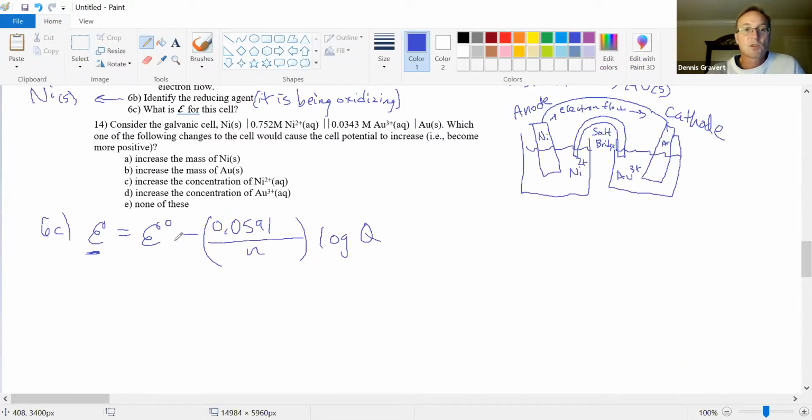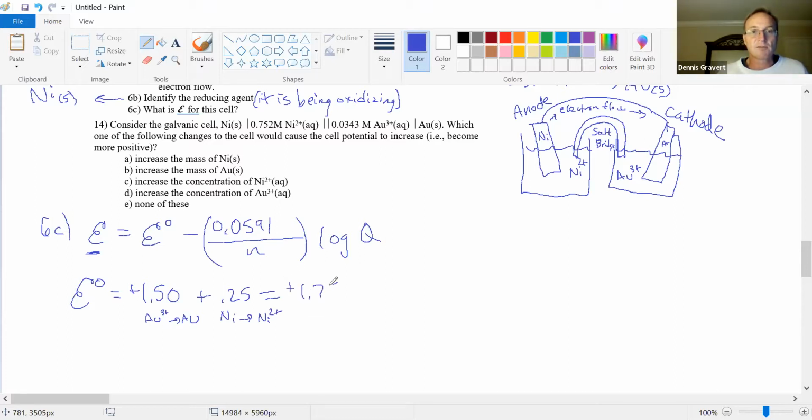Okay, so E0 is a plus 1.50 for the gold. And then it's a plus 0.25 for the nickel going to nickel 2 plus. So the standard voltage is a positive 1.75 volts. Okay, so we have that number, and then we need to find n.